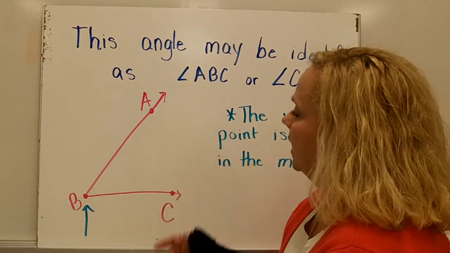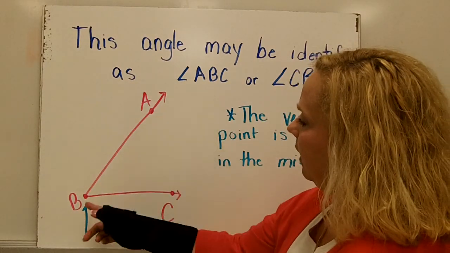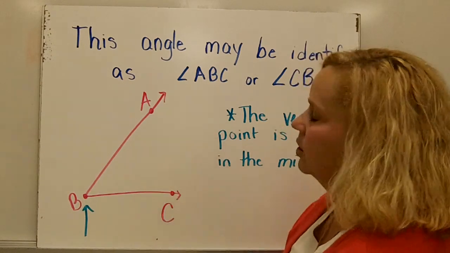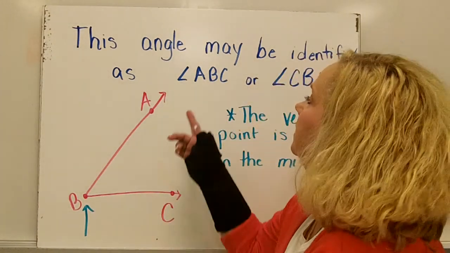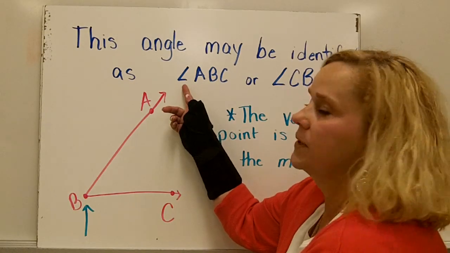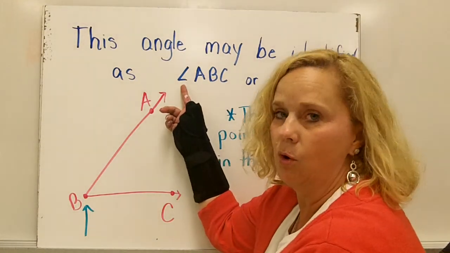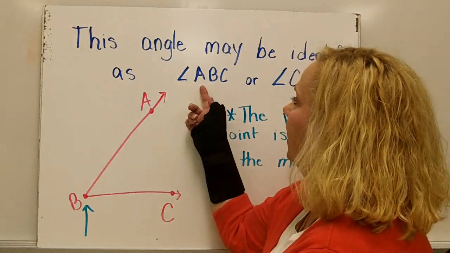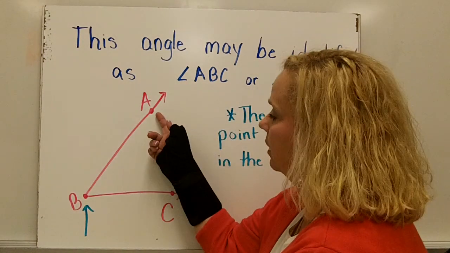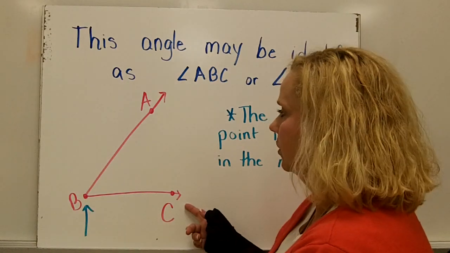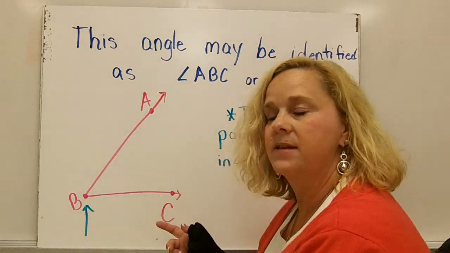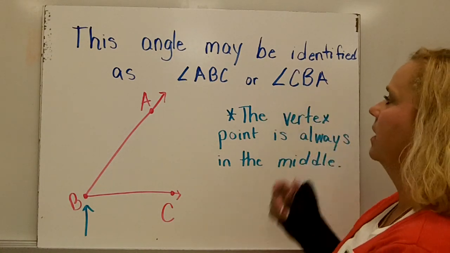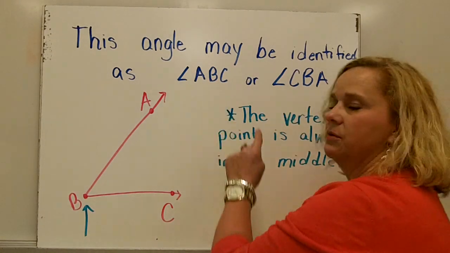Alright, now I've drawn an angle here and I've labeled it A, B, and C. And this angle can be identified two different ways. And if you notice here, I have this written. This is the symbol when you're talking about the name of this angle. It's angle ABC. And if you notice my A, my B, and my C points. Or you can identify this angle with the angle symbol, angle CBA. Notice that I've switched these two letters.